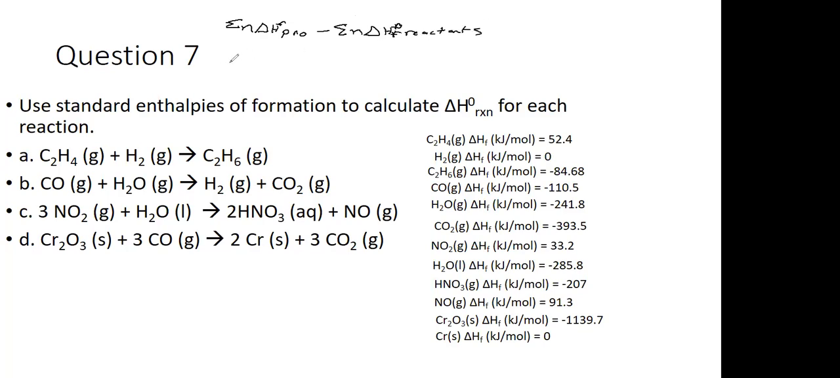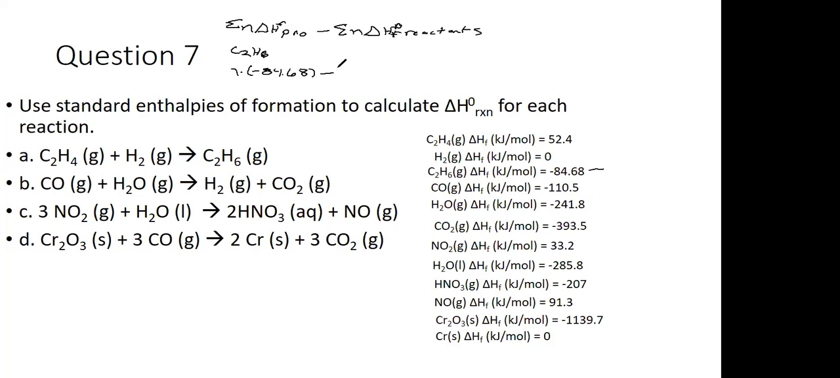So let's do A. Our only product here is C2H6, and we only have 1 mole. So C2H6, we have 1 mole of that multiplied by the delta H of formation, which we get from the table: 1 multiplied by negative 84.68. From that, we're going to subtract.